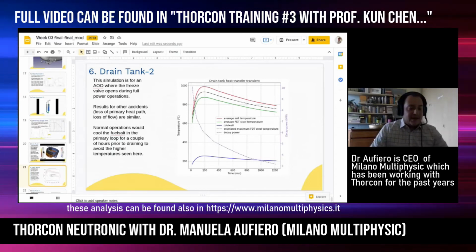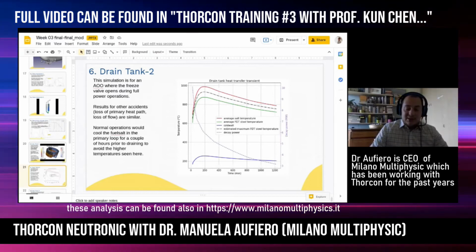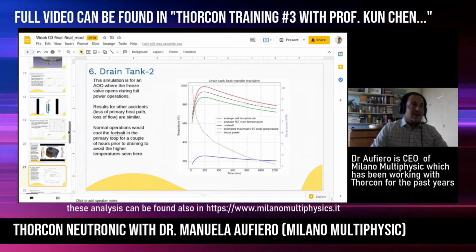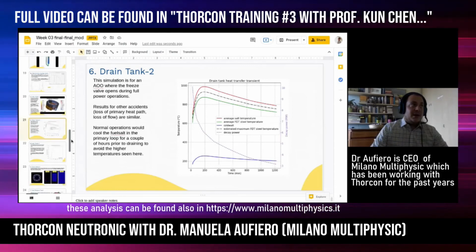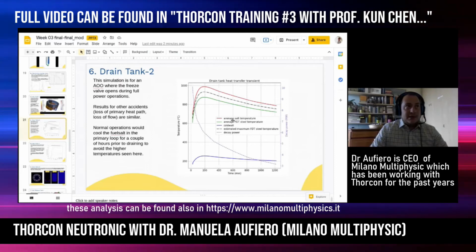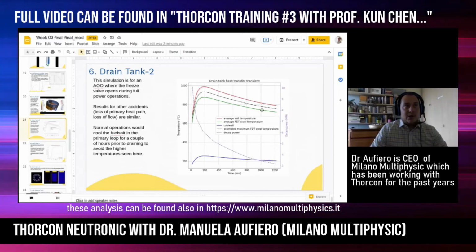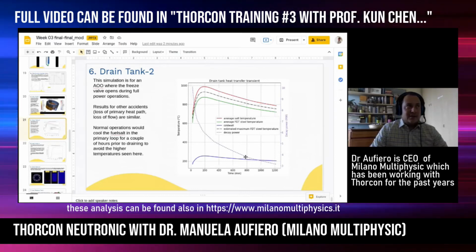The main sizing criteria is now the creep damage of the drain tanks. The stress level is relatively mild, but the temperature follows this behavior, rising at the beginning due to the higher decay heat and then slowly going down as the decay heat decreases.